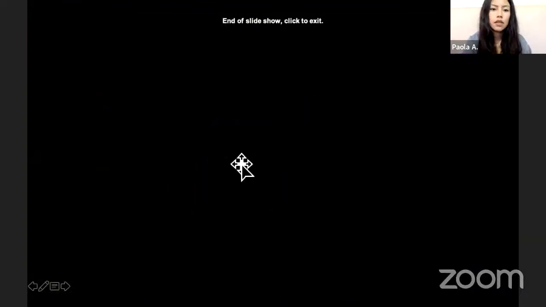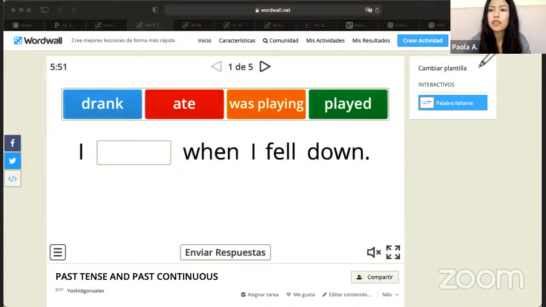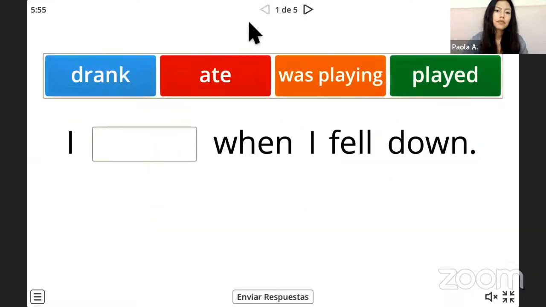And basically what's the difference? The difference is that in continuous, something is in progress. And when it's in the past, it's something that already happened. So for example, here, what is it? Is it past simple or continuous? I drank, ate, was sleeping, or I play when I fell down. So we have to try to recognize if it's continuous or past tense.